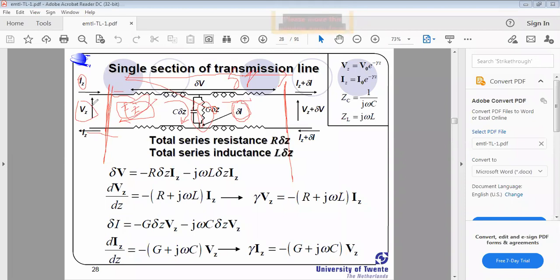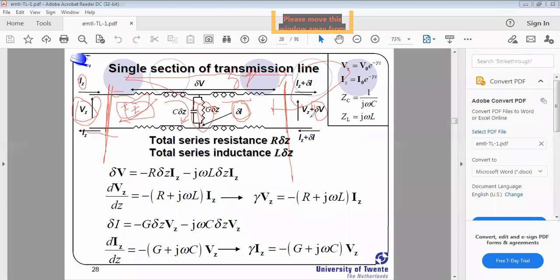Similarly, here the voltage is Vz. Here the potential difference existing between these two lines after this constants is delta V. At the end, according to Kirchhoff's current law, the net current here is Iz plus delta I, and the voltage is Vz plus delta V.